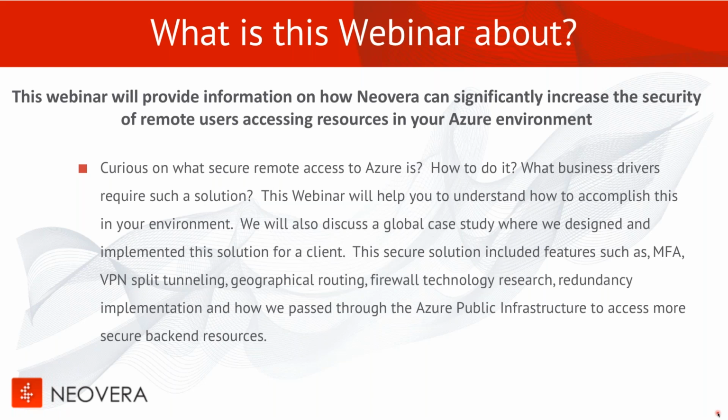We will also discuss a global case study where we designed and implemented the solution for a client. This secure solution included features such as MFA, VPN split tunneling, geographical routing, firewall technology research, redundancy implementation, and how we pass through the Azure public infrastructure to access more secure backend resources.